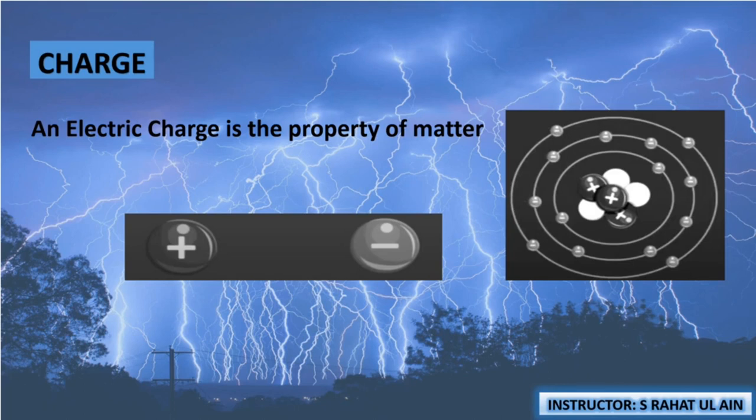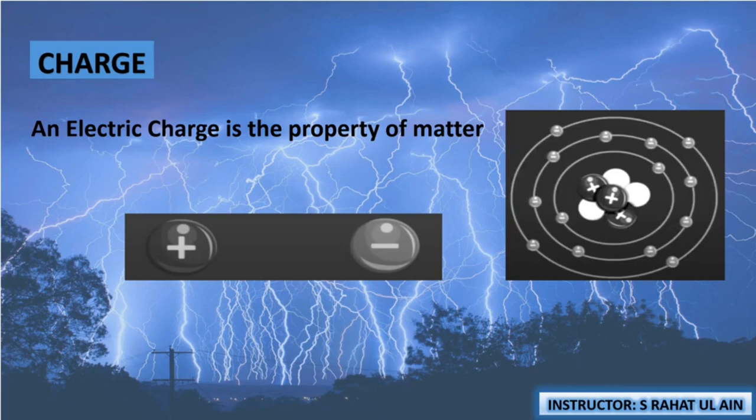So what is lightning? Lightning is dangerous. How does it start? It starts with the basic concept of charge. An electric charge is a property of matter. And what is lightning? It is simply a spark. It is on a huge scale, but it is a spark, right? So, what is a spark? It is a flow of charge. And what are charges? It is a property of matter.